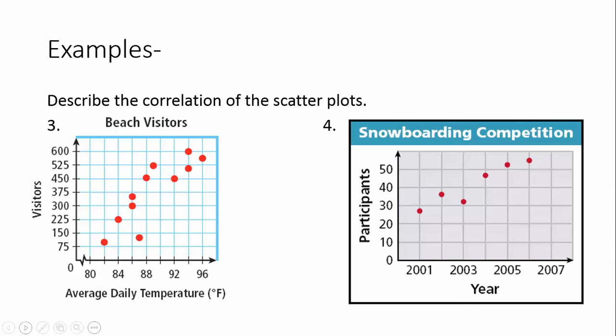So now we're just going to look at the data and describe the correlation. So you don't need to write these into your notes, but just watch and follow along the video as we go through these. So for example 3, the graph is regarding beach visitors, and it says the average daily temperature versus the number of visitors at the beach. So you can see that the temperature is increasing across the bottom of the graph, and then you can see that the number of visitors increases as you go up the side of the graph.